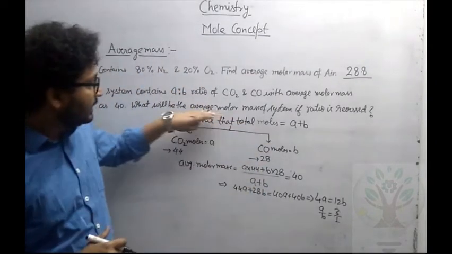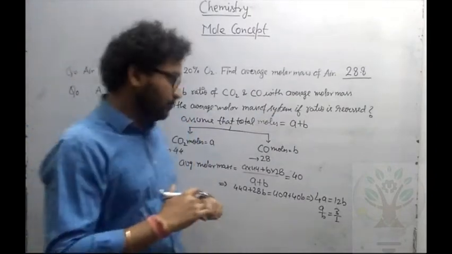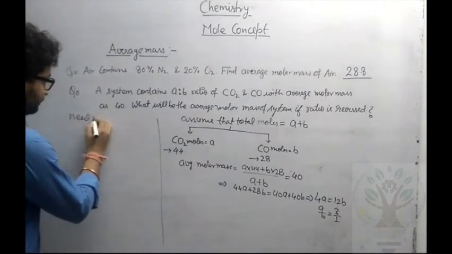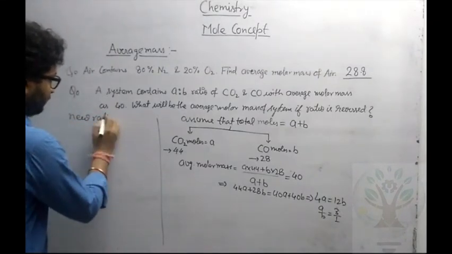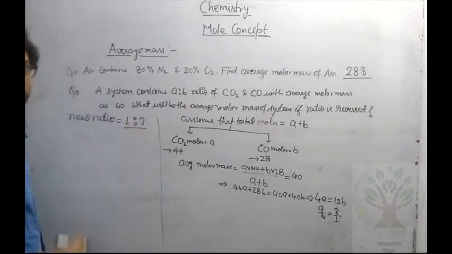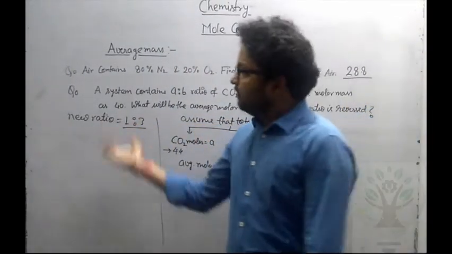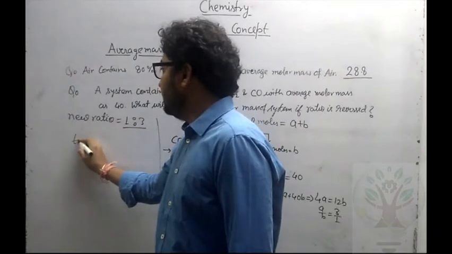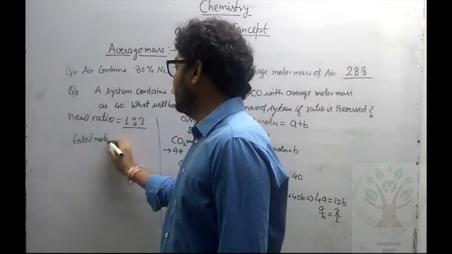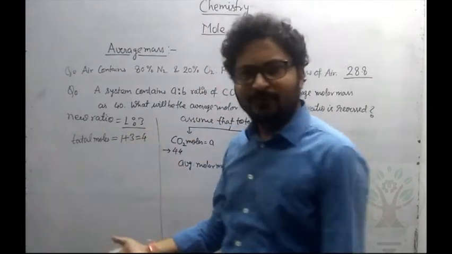Now what are they saying? Let's reverse the ratio. They are saying the new ratio is 1:3. Now, the very same technique. Tell me how many total moles I will assume? Total moles I will assume now is 1 plus 3, that is 4.